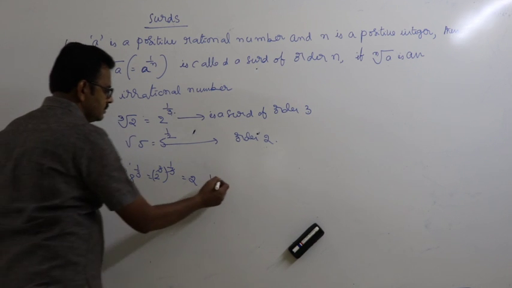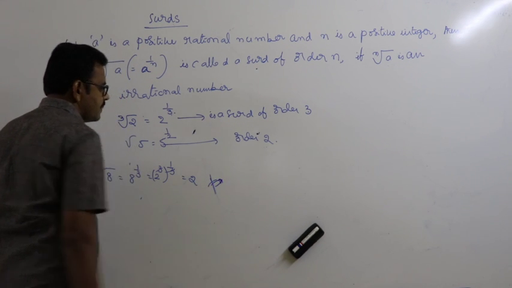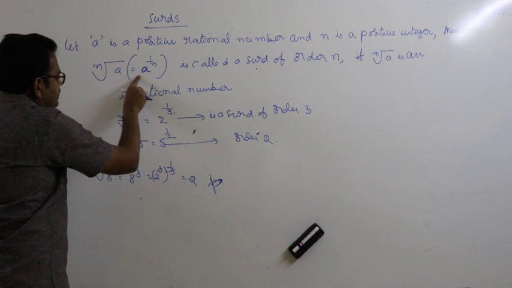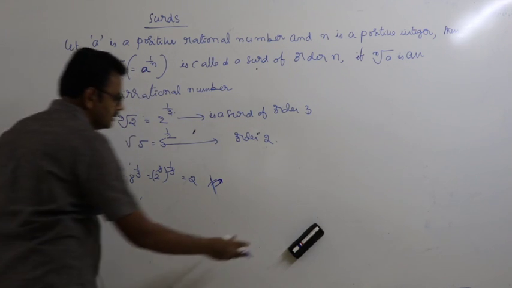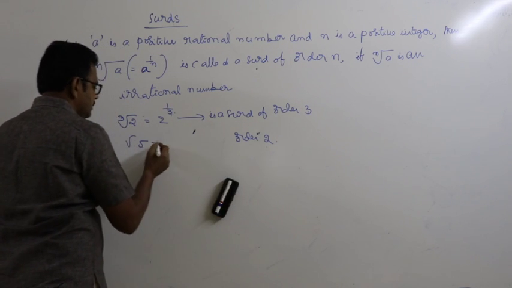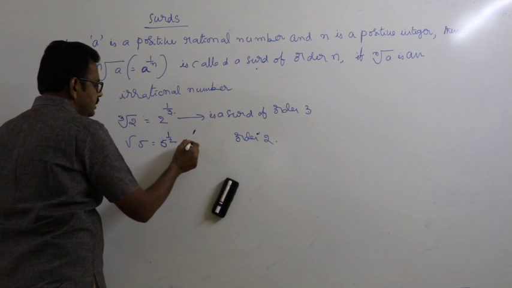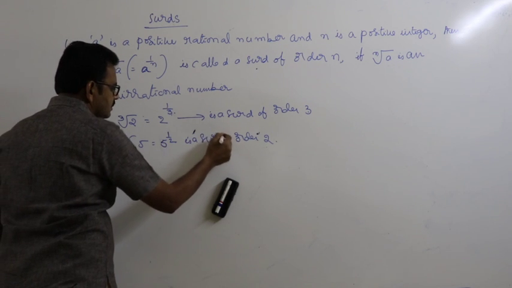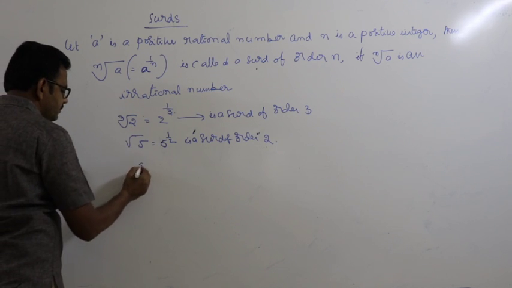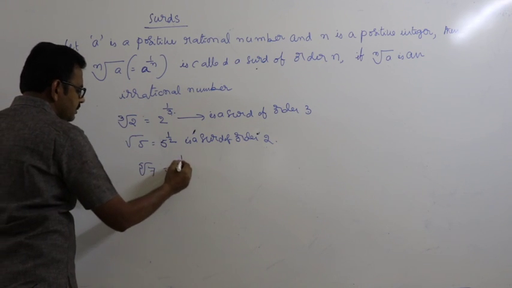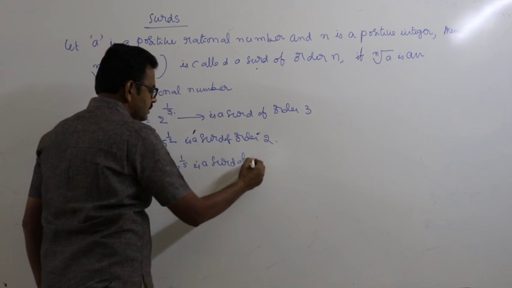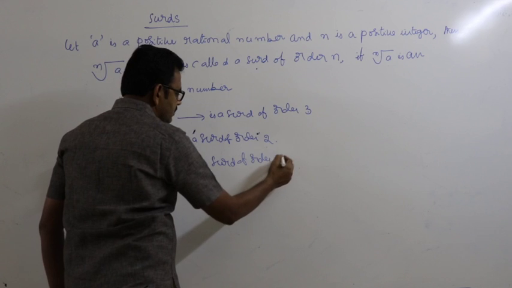Not a surd. So this is not a surd. So nth root of a, that is a power 1 by n, is a surd of order n. 5 power 1 by 2 is a surd of order 2. And the fifth root of 7, equal to 7 power 1 by 5, is a surd of order 5.